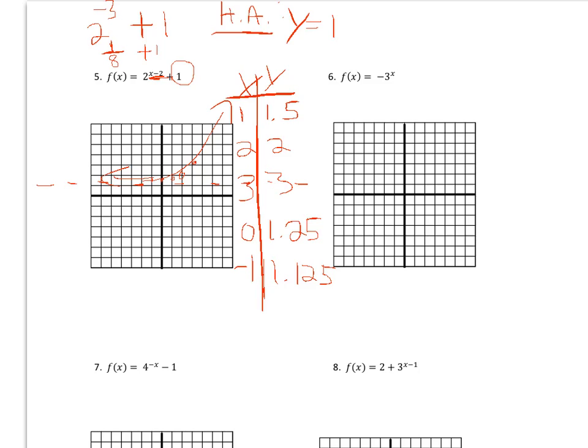All right, so the main thing is when you have an equation, first recognize what the horizontal asymptote is going to be. And remember, the horizontal asymptote is equal to whatever the vertical shift is. Here the vertical shift is 1, so this is my HA, y equals 1.